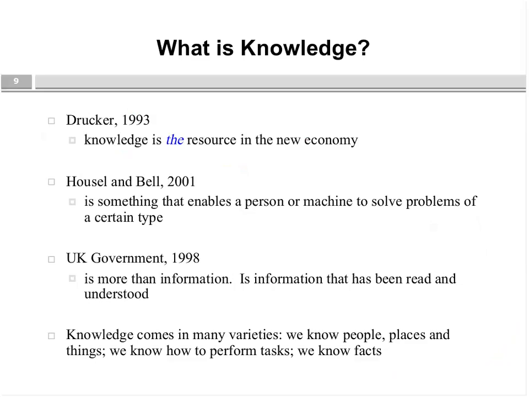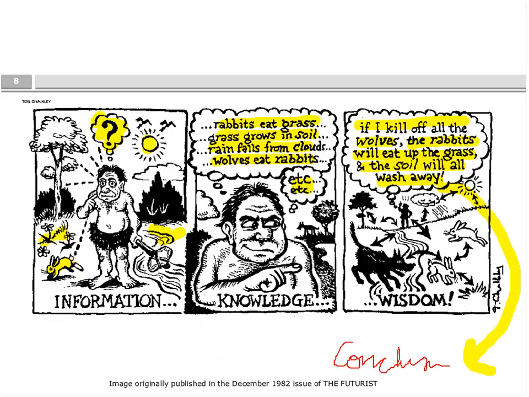So what is actually knowledge? Knowledge is the resource in the new economy. So we look at knowledge as a resource. It's like money. It's something that enables a person or machine to solve problems of certain types. So it's a problem solver. It's an enabler to solve problems. It is more than information. It is information that has been read and understood. So knowledge is understood information.